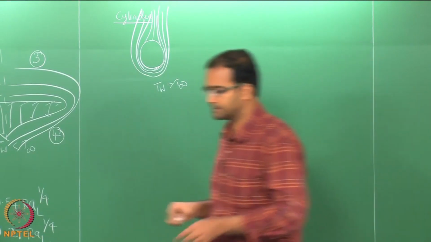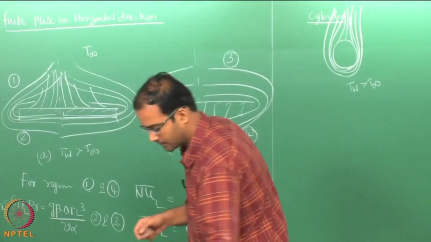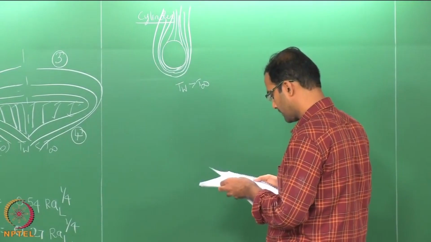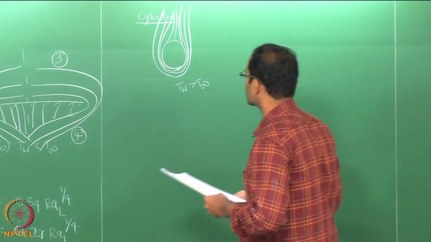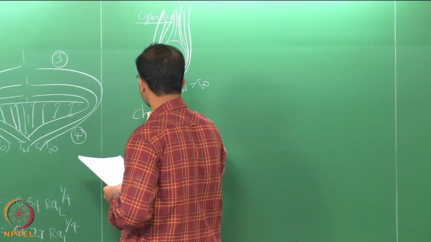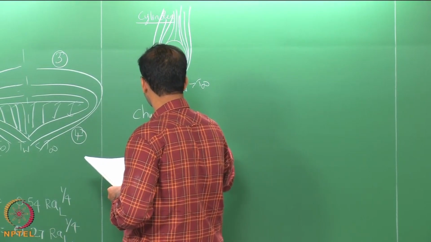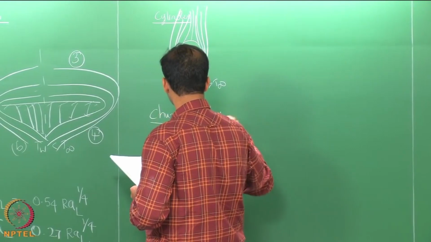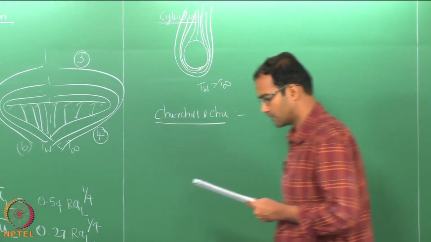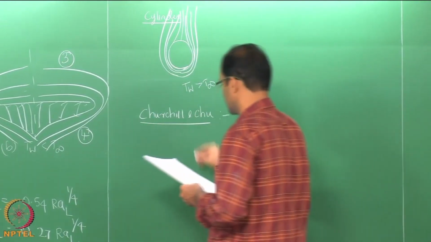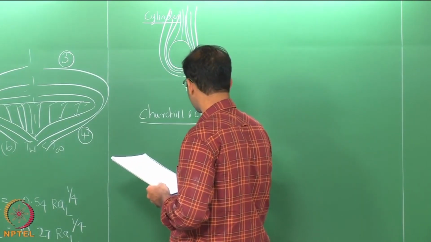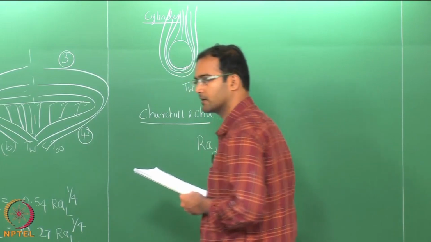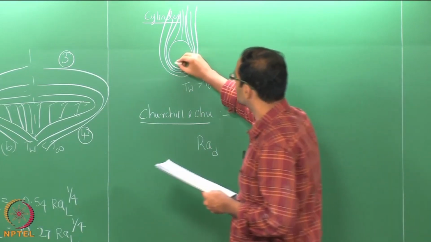So, for these there are some correlations available. The most comprehensive correlation was developed by Churchill and Chu. So, this is the most commonly used correlation and this is valid for Rayleigh number. Now, in the case of cylinder and sphere the Rayleigh number is based on the diameter.